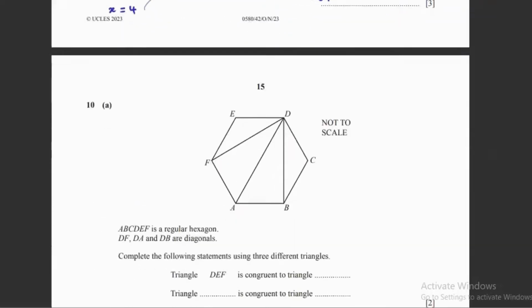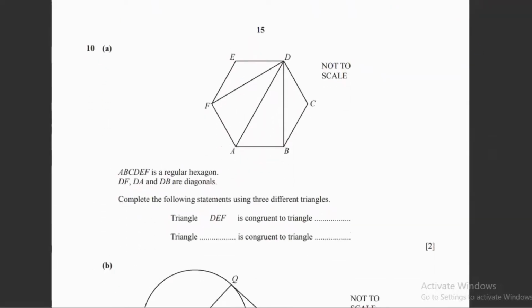Let's move on to question 10. ABCDEF is a regular hexagon. So this is a regular hexagon, which means in a regular hexagon, all the sides will be equal in length and all the angles will be equal. That's the meaning. DF, DA, and DB are diagonals. Complete the following statements using 3 different triangles.